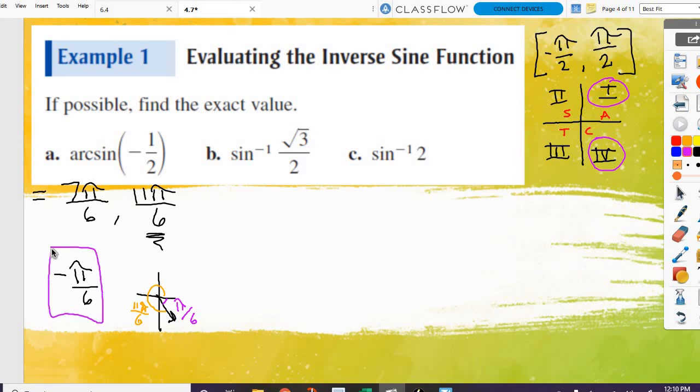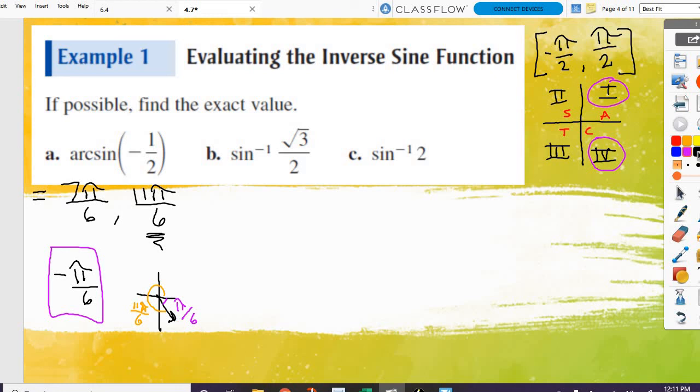Does that kind of make sense? Y'all with me? So it's the same spot on our graph. We get the same terminal side, but now it's within the required range that we decided we had to have. Yes? Okay, so let's look at another one.